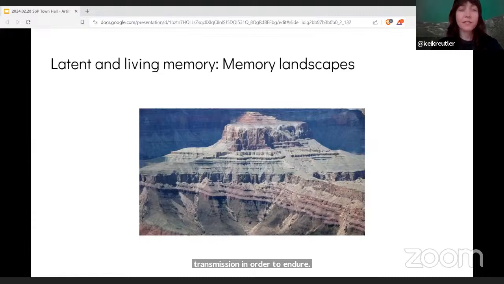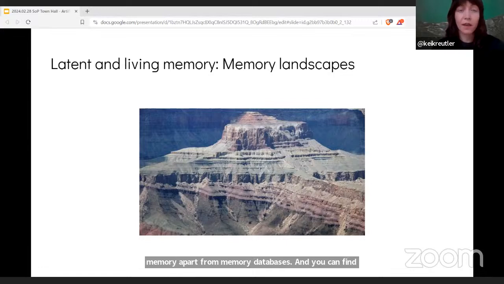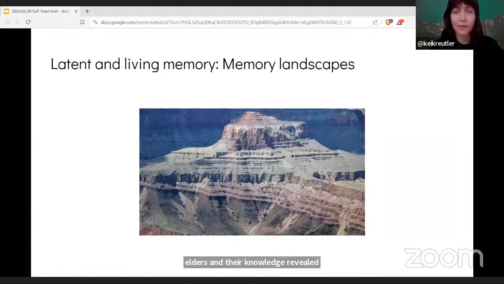And there are definitely different types of latent memory apart from memory databases. And you can find some in the work of Lynn Kelly. She wrote The Memory Code, and she studies cross-cultural memorization techniques. She originally set out to explore animal behavior and Australian Aboriginal stories, but her research changed course after she discussed with elders and their knowledge revealed knowledge of animal behavior that far exceeded the insights of any field guide she'd encountered.